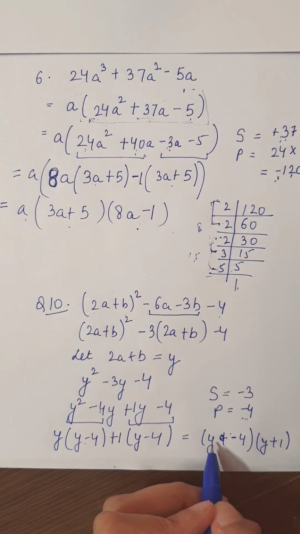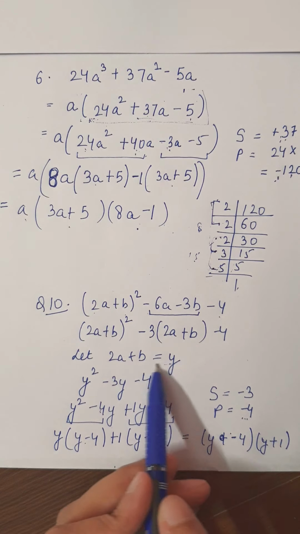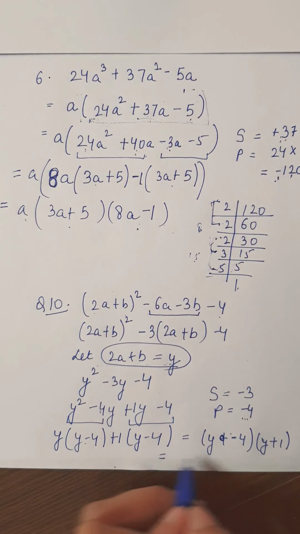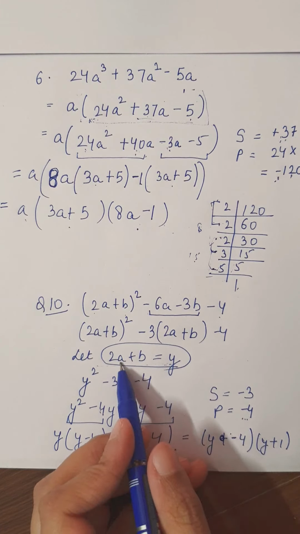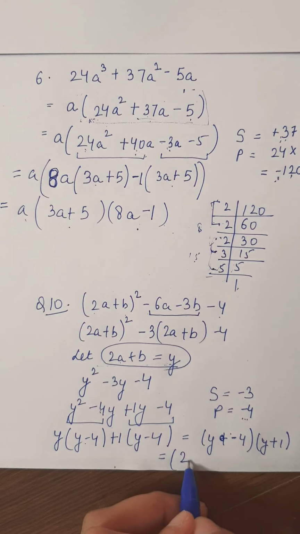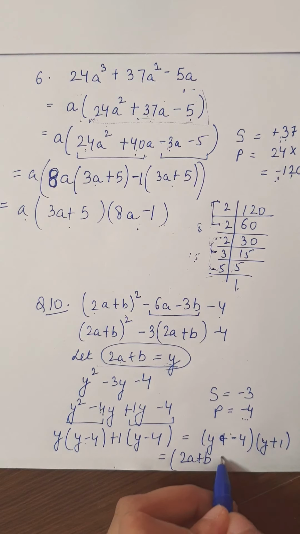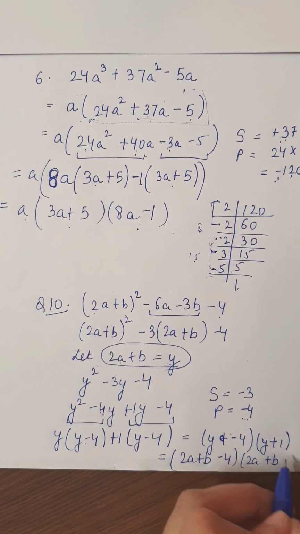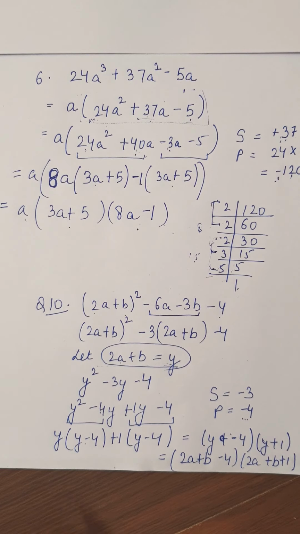But the question was not in terms of y, so I need to substitute the value of y from here. So the final answer is, in place of y I will write its value, 2a plus b minus 4 and 2a plus b here plus 1. So this is the final answer.